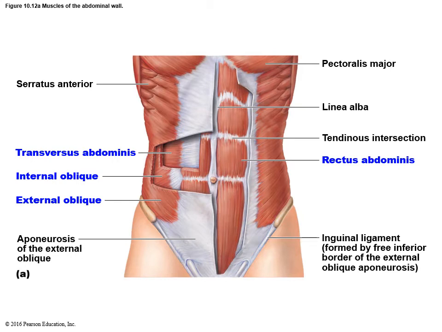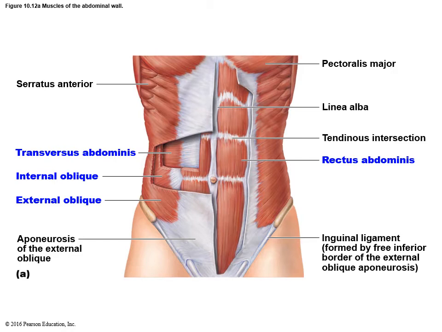So internal oblique is the middle layer, and then the third layer is going to be called our transverse abdominis. The muscle fibers will run side to side in that case. So your external, internal oblique, and transverse abdominis, those three muscles are packed on top of each other. External from the outside, internal in the middle, transverse abdominis is going to be your deepest one. And then your rectus abdominis is going to be towards the midline of the body.